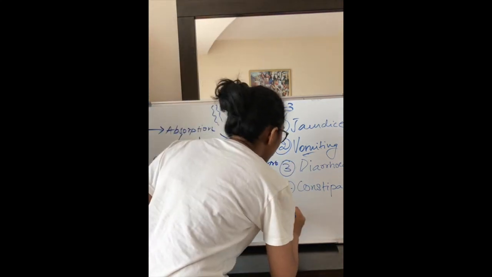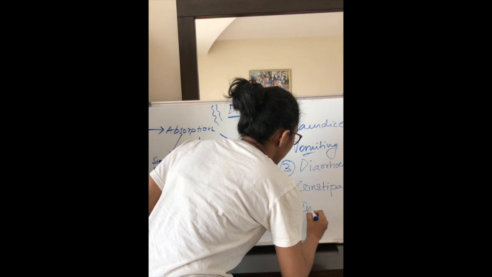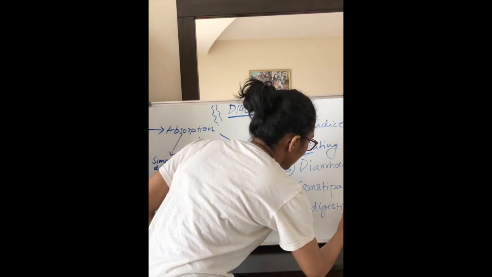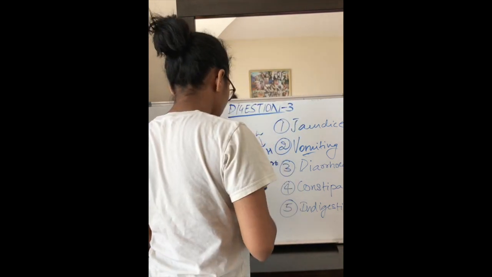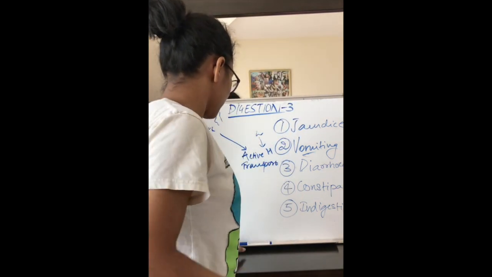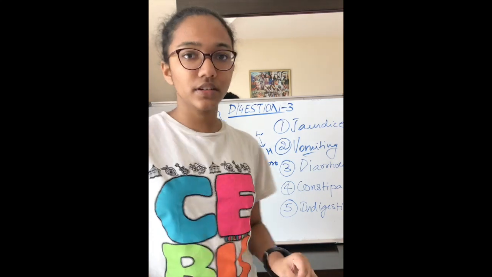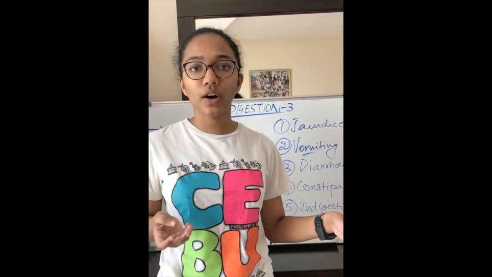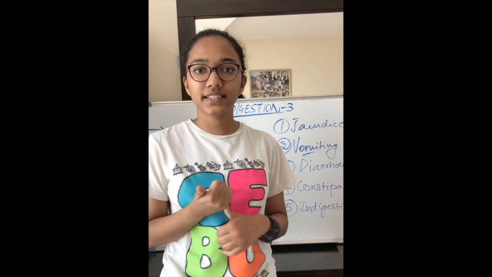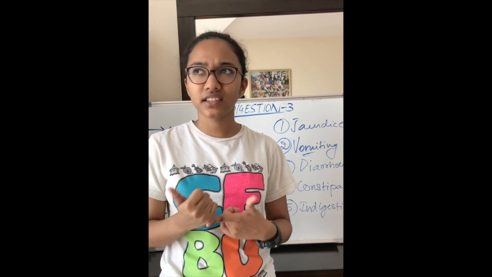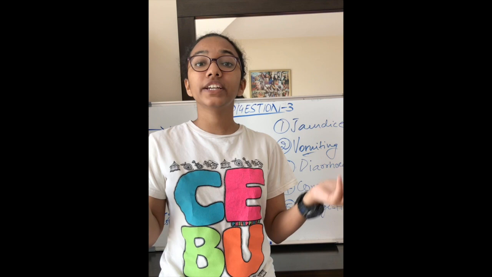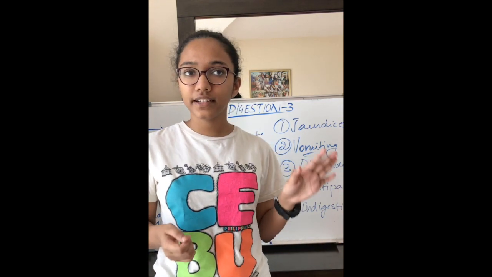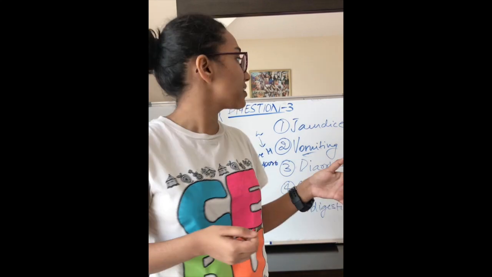Now the fifth one is indigestion. Indigestion is again due to irregular frequency of digestion. So the food is not completely digested, and this is because of either less secretion of enzymes, anxiety, food poisoning, or even eating spicy food. So that is it. These are the 5 diseases which are related to the digestive system.